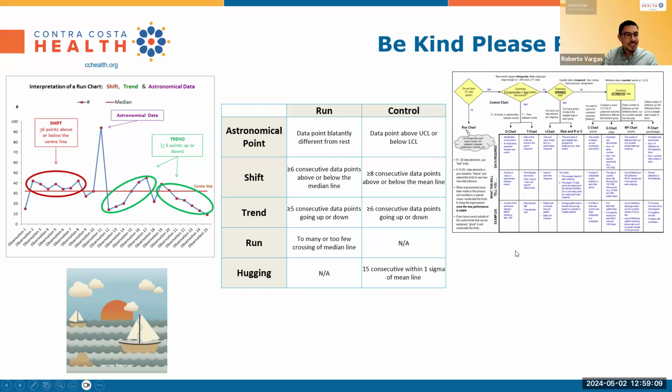Yeah, and we can make this available as well. It really dives in deep and provides examples of what kind of data you are utilizing and what you would use, so you don't have to guess too hard. And see on the left-hand side, see where that shift is? 6 points above or below the line, and then the trend is 5 points going in the same direction.